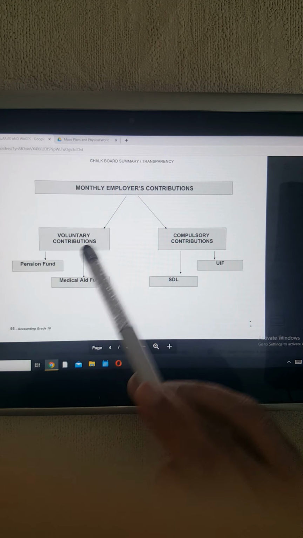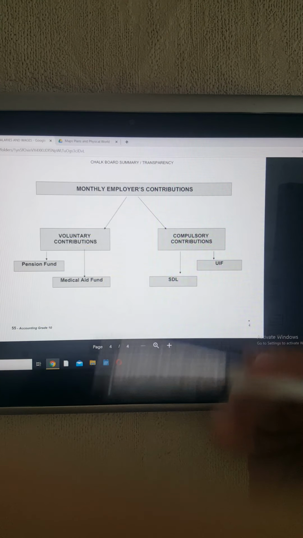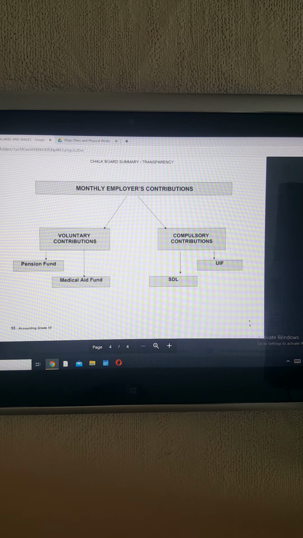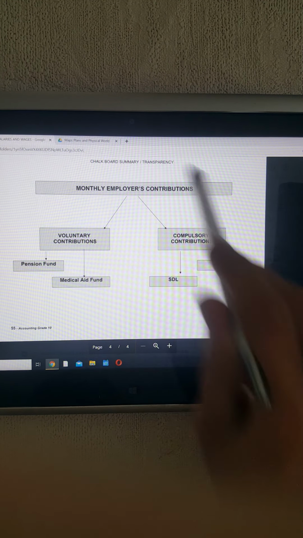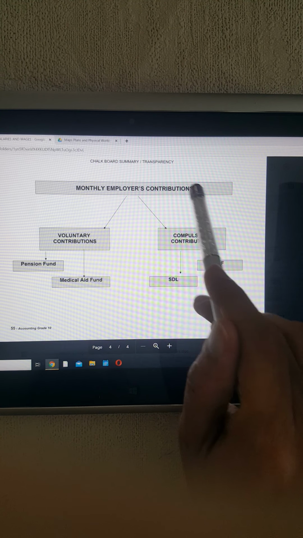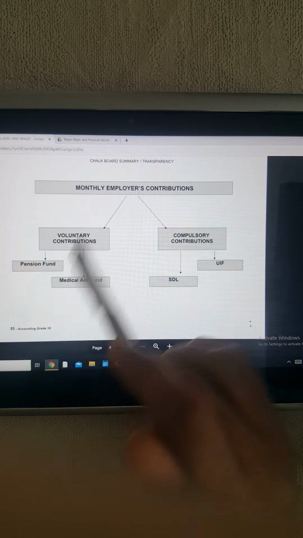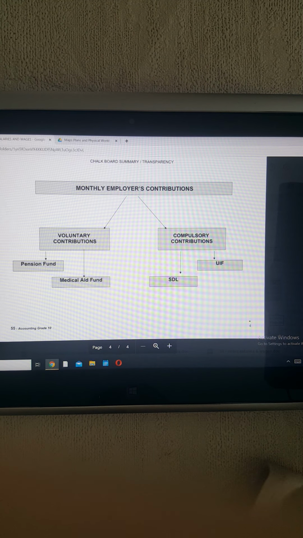And then he's got voluntary contributions. So if he is contributing to a pension fund and medical aid fund, then he would be paying those contributions. Remember, separate this in your mind. It's separate from what is happening to the employee, the person who's getting the salary and their deductions. That's why this is called contributions. These are the amounts that the employer is paying towards all of these things. It's not part of the salary slip, right?